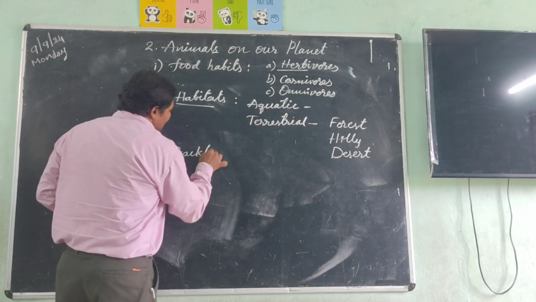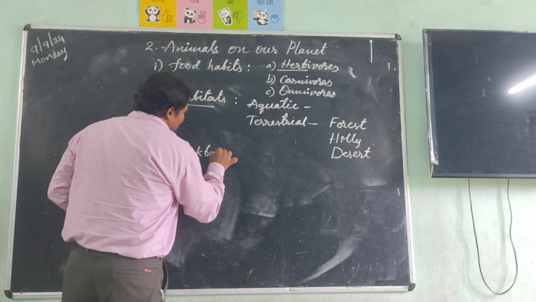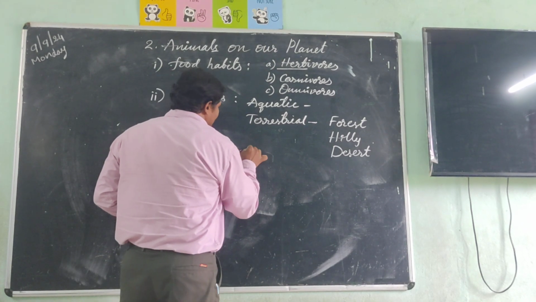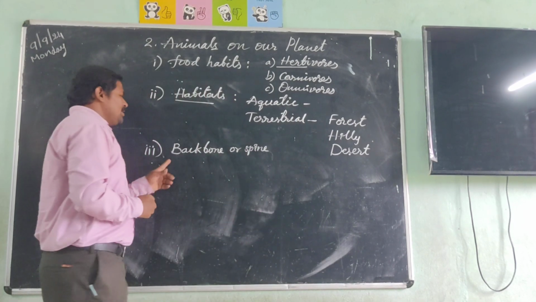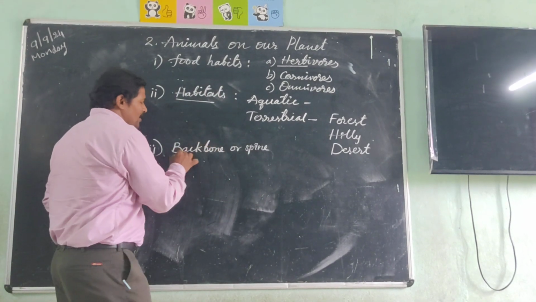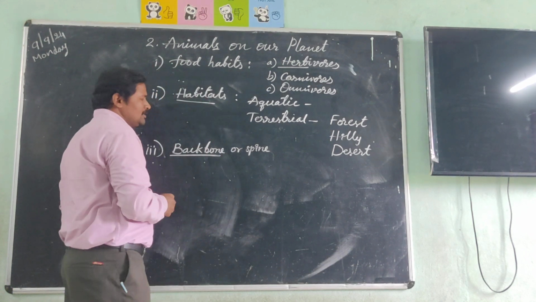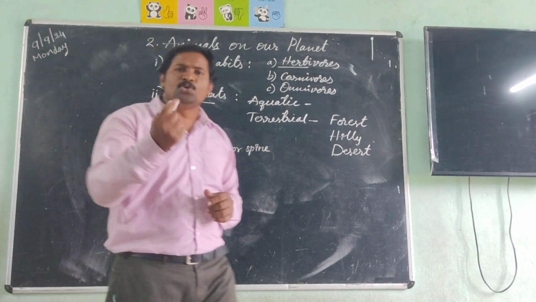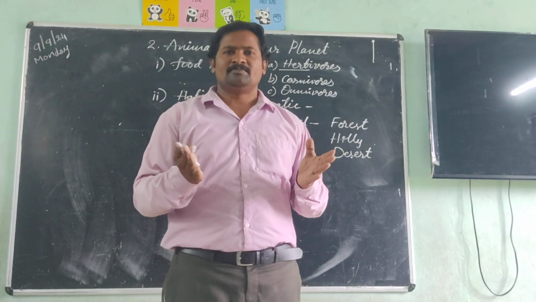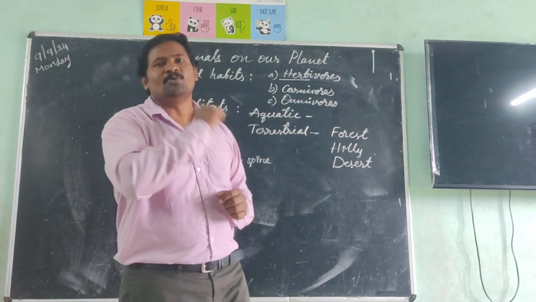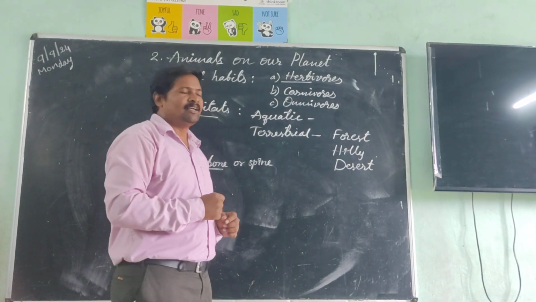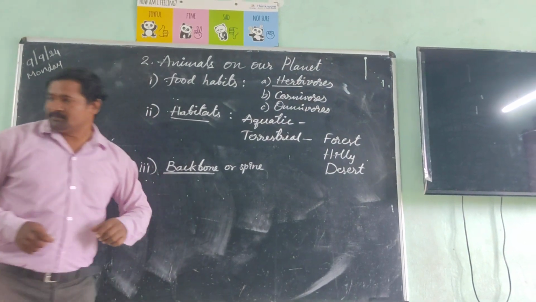The third classification is done on the basis of backbone. What is that? Backbone or spine. Animals which have a backbone and animals which do not have a backbone. This is the topic you are going to learn today in much more detail. Right.